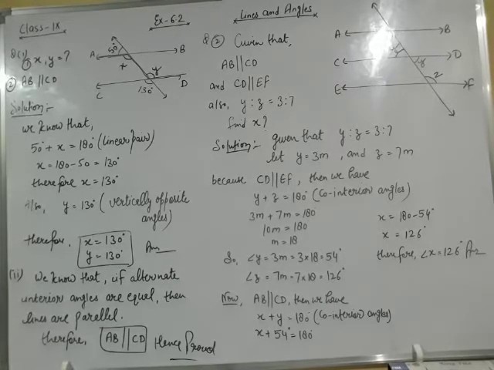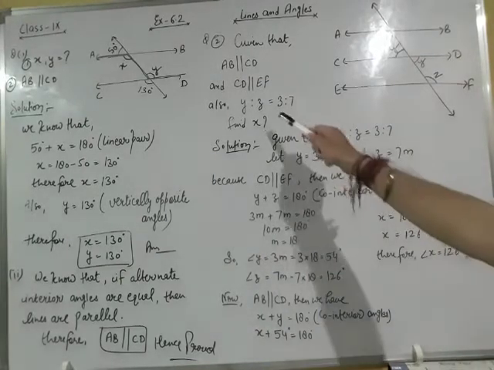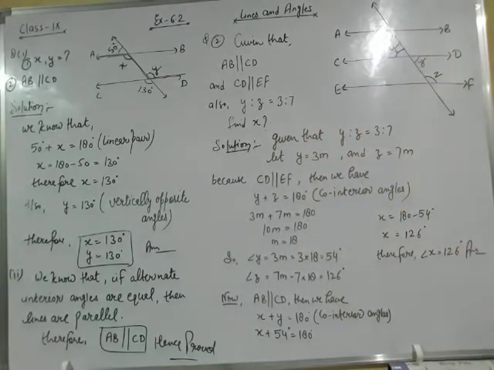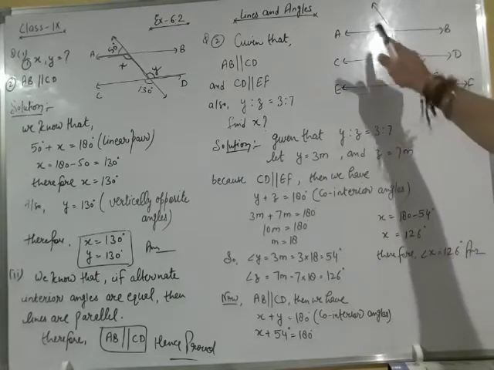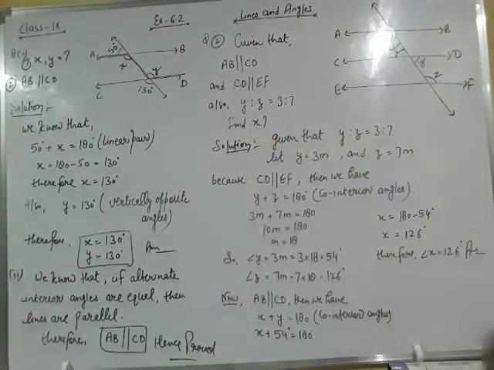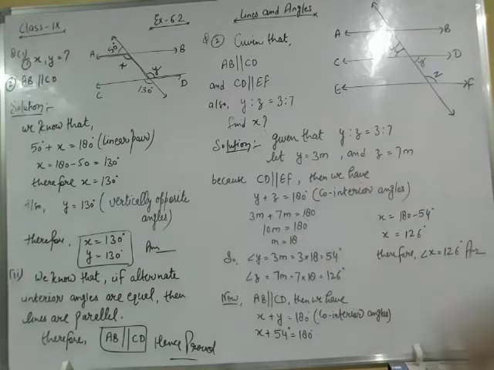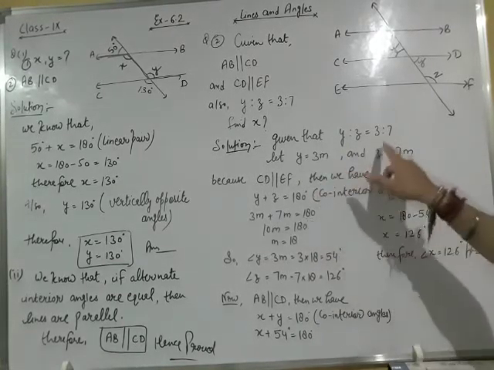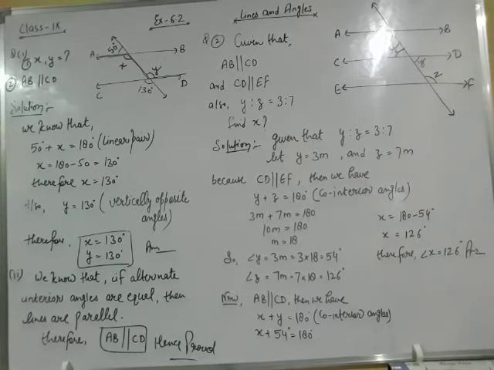Three lines are given to us, lines AB, CD and EF, and the transversal. The lines are such that AB is parallel to CD and CD is parallel to EF. Also, the ratio of the two angles Y and Z is 3 to 7. We have to find the value of X. So our target is angle X. What is given to us, we will start our solution right from there. Given that Y and Z have a ratio of 3 to 7, let Y be equal to 3m and Z be equal to 7m.